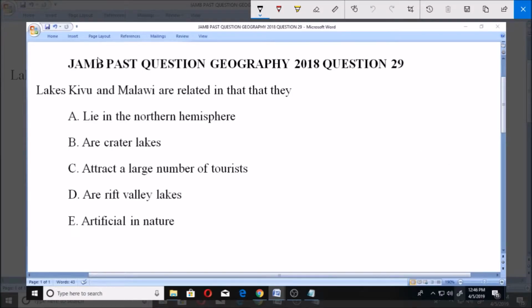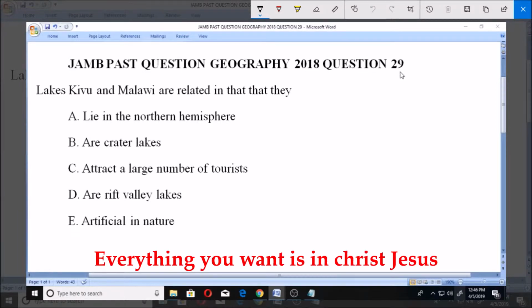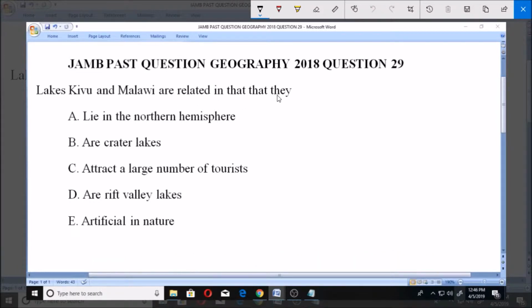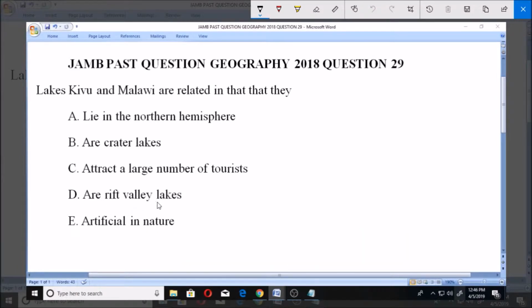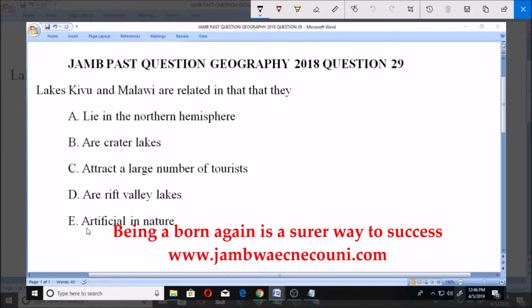Welcome. Let's look at this JAMB past question, Geography 2018, question number 29. Lakes Kivu and Malawi are related in that they: A. lie in the northern hemisphere, B. are crater lakes, C. attract a large number of tourists, D. are rift valley lakes, E. artificial in nature.